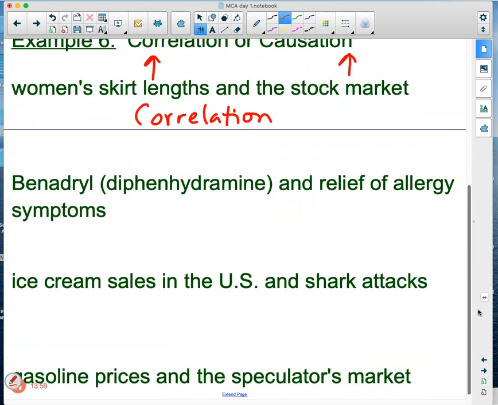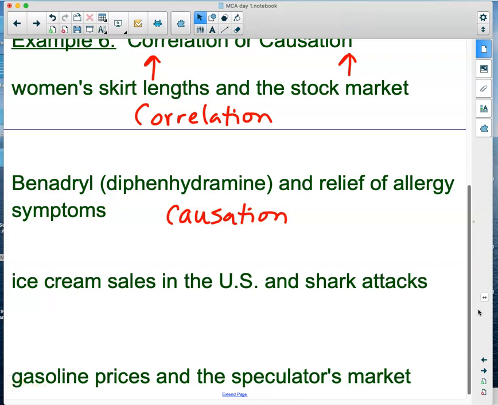Benadryl, otherwise known as the generic diphenhydramine, and the relief of allergy symptoms. Well, that's what it's for. That's the reason that they sell it, is for the relief of allergy symptoms. You take the medication and your allergy symptoms are relieved, hopefully totally, but maybe you get a little bit of feeling better off of that. So this is definitely causation. The FDA, the Food and Drug Administration, would not allow the medication to be used for the relief of allergy symptoms if it wasn't proven that it actually did that.